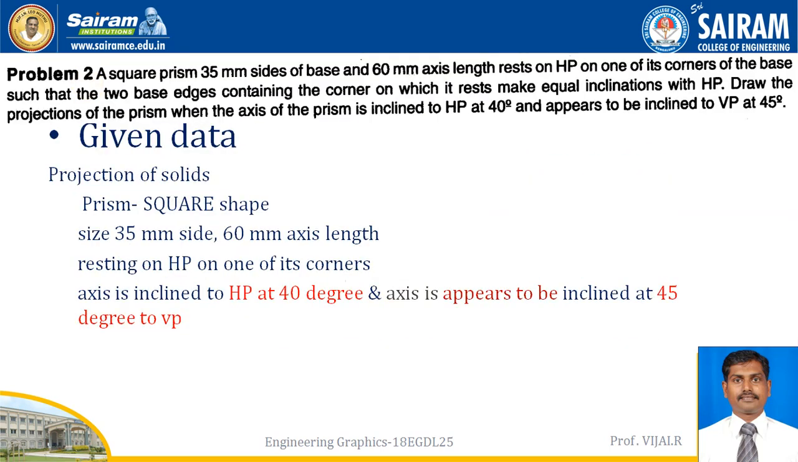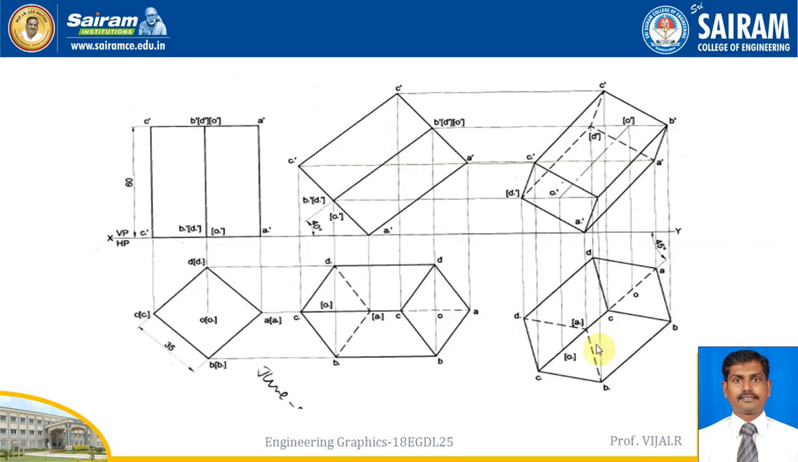Mostly there is no difference, seeing that the square prism size, resting on corner, and inclination to HP are all common. Okay, so we will make a mistake and we will solve it like this immediately. That's what I am repeatedly saying: whether "appears to be inclined" is given or not. Be careful about this. If it is given, you can directly tilt the view and we can draw the 45 degree, you can tilt directly.